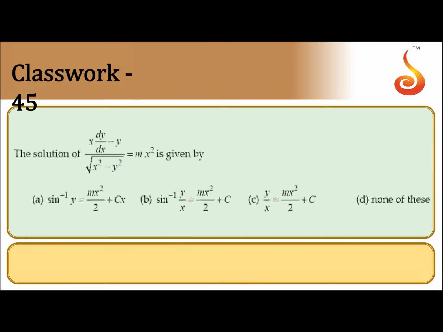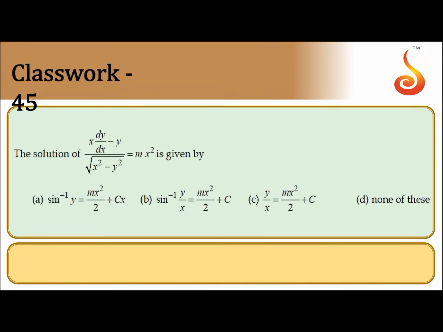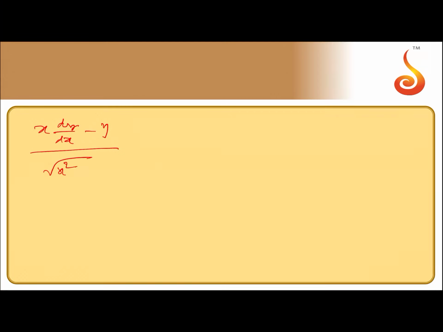Coming to the next one: x into dy by dx minus y by root of x square minus y square equals m x square. That is, x multiplied by dy by dx minus y divided by root of x square minus y square is equal to m times x square. Yes, I will rewrite it like this: x multiplied by dy minus y multiplied by dx, divided by root of x square minus y square, is equal to x square multiplied by dx.